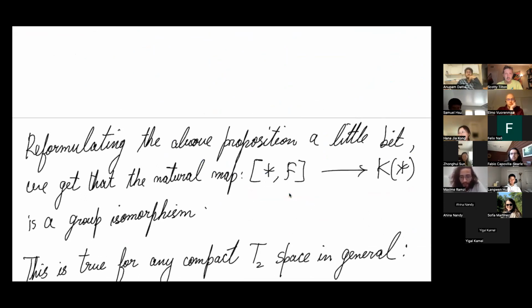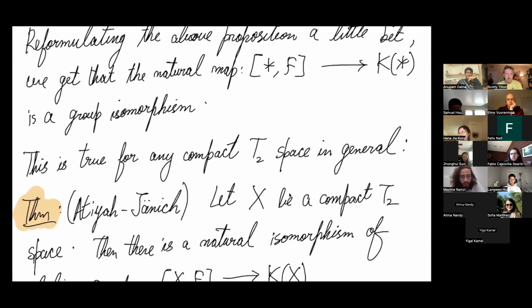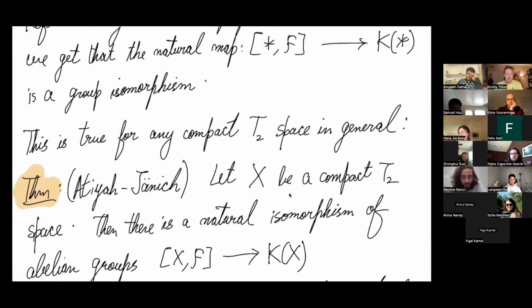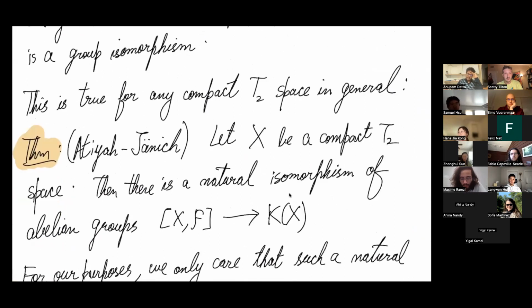And we might wonder whether this thing can be generalized. And the answer is yes. The point is that if you have any compact Hausdorff space X, then you have a natural isomorphism of abelian groups from the homotopy classes of maps from X to the space of Fredholm operators to the K group of X.